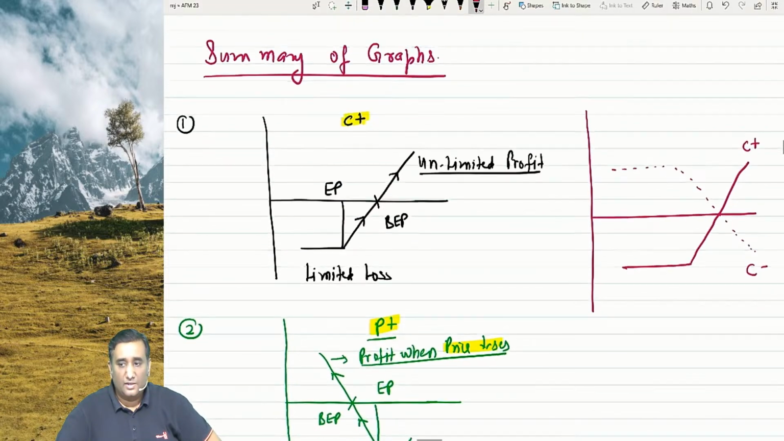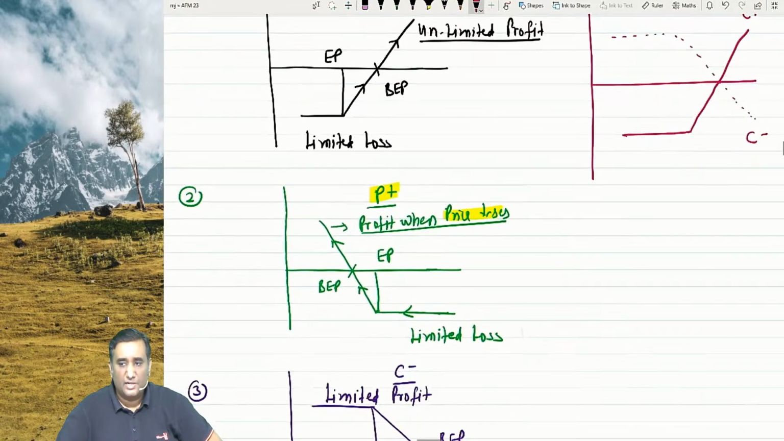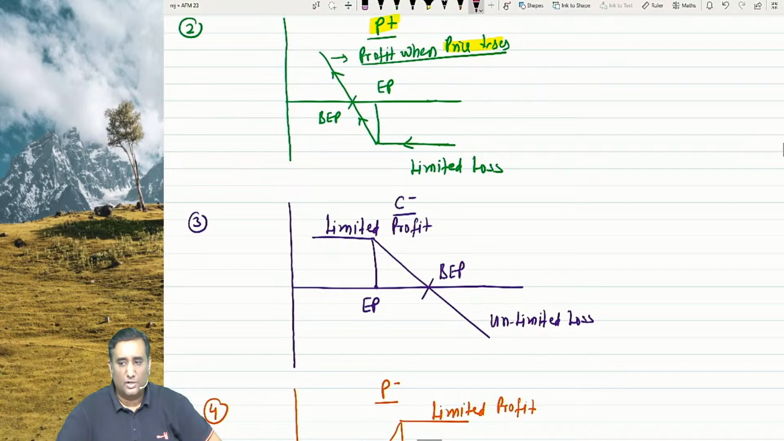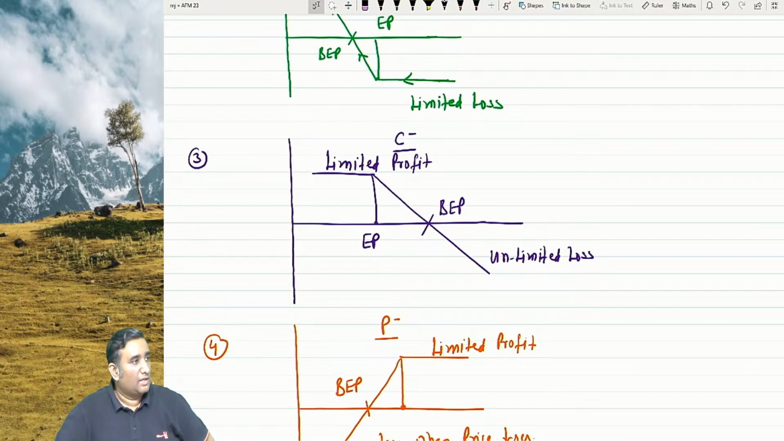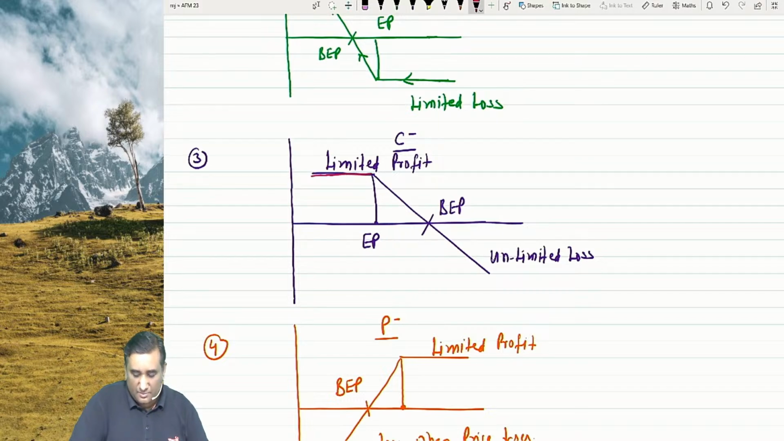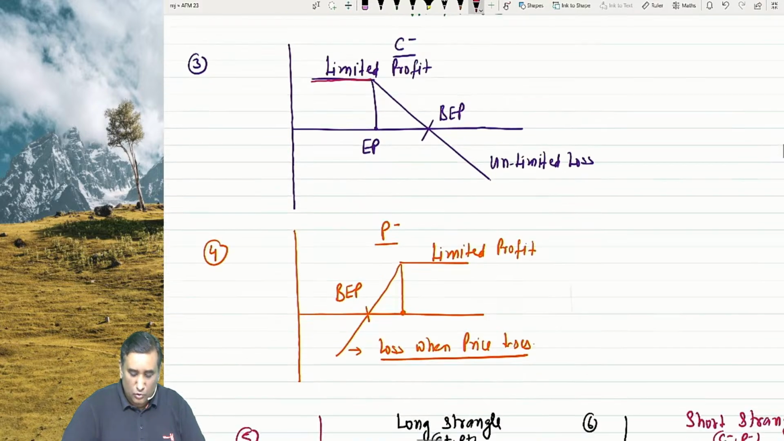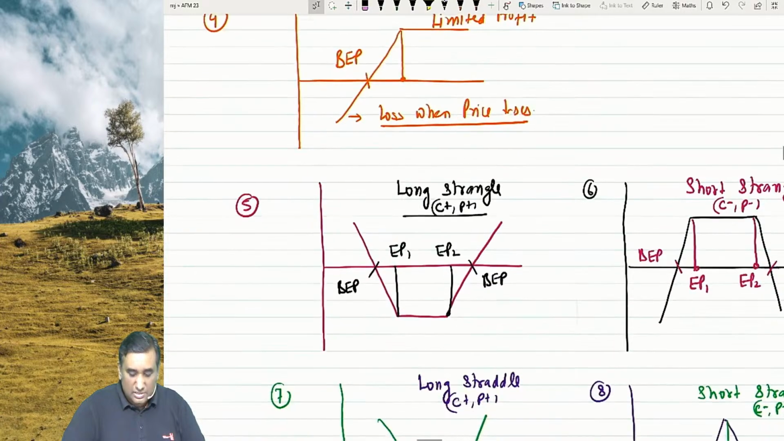Exactly the same way, I have made this graphical presentation so that when you go back home you are able to read it out. C minus: when you refer to it, how do you read it? The holder is in profit when the price goes down, and will be in loss when the price increases. Put will be the opposite.